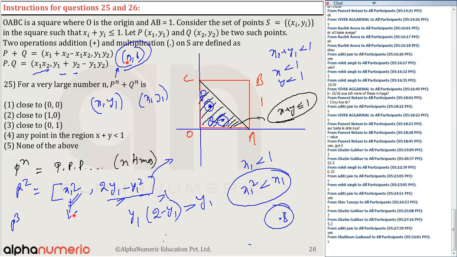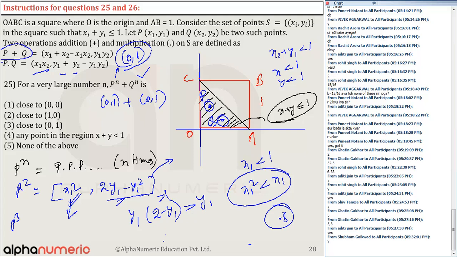So for the coordinates of p raised to power n, if I keep on doing like this, x coordinate will tend towards 0, and y coordinate will keep moving towards 1. And the same thing will happen for q raised to power n also. Okay? So basically, if I extend this for a very very large number till infinity, the coordinates of p raised to power n will be (0, 1), plus the coordinates of q raised to power n will be nothing, that is (0, 1).